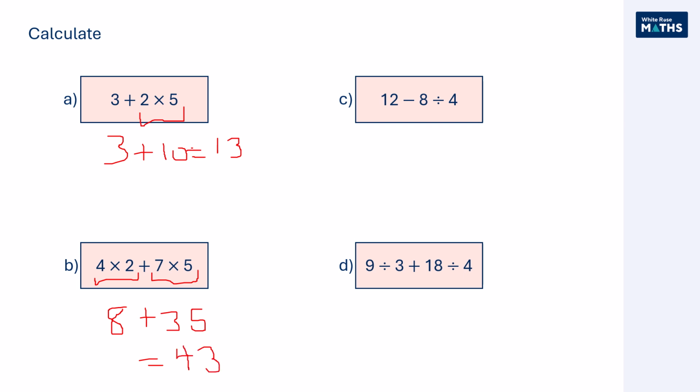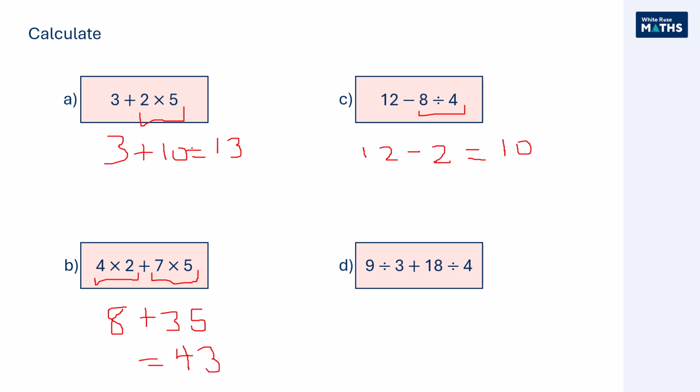But C, 12 minus 8 divided by 4. So do our division before our subtraction. Remember BIDMAS or BODMAS or PEMDAS or BEDMAS, whatever you were taught in school. We're going to have 12 subtract 8 divided by 4, which is 2. So 12 minus 2 is going to be 10.